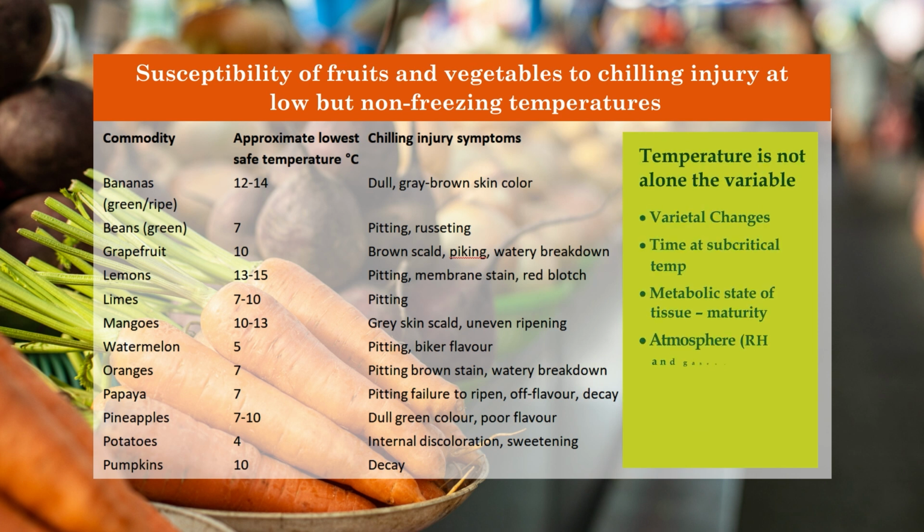Varietal changes, time at subcritical temperature exposure, which means disturbance in the cold chain, metabolic state of the tissue, atmosphere, which is including RH and gas environment. And it is not necessary that only certain fruits will show this behavior of chilling injury, because they are chill sensitive.